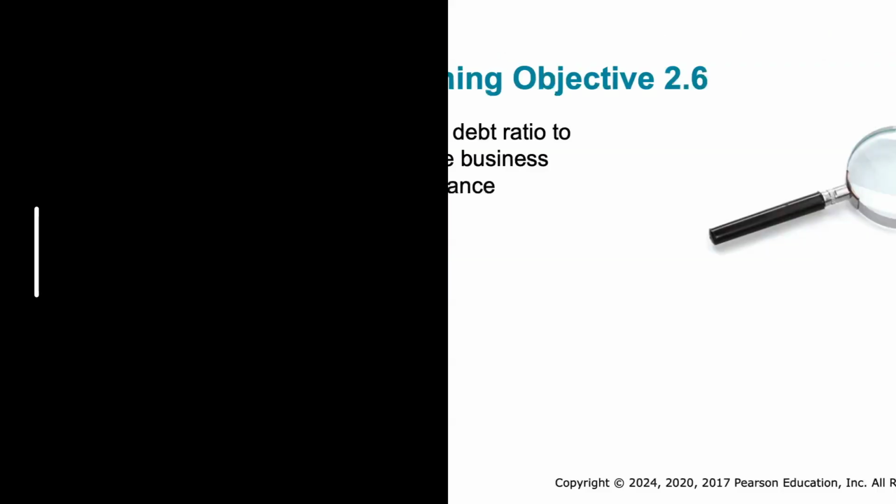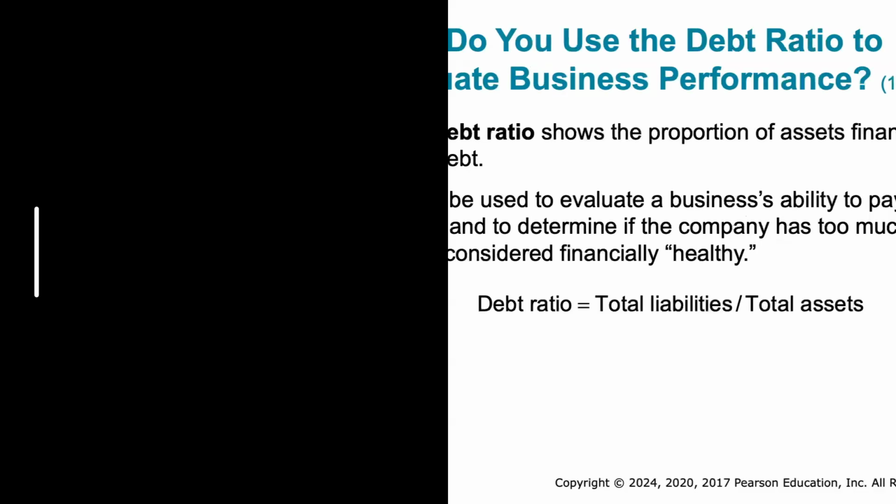And we're going to go ahead and finish up the chapter with 2.6. Use the debt ratio to evaluate business performance. So, how do you use debt ratio to evaluate business performance? So, what is the debt ratio, right? The debt ratio is total liabilities over total assets. What we're looking at is how much do we owe out of all of our assets.